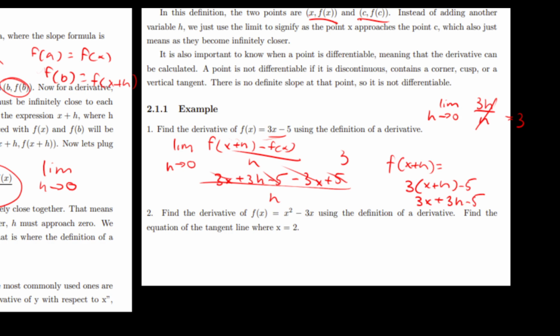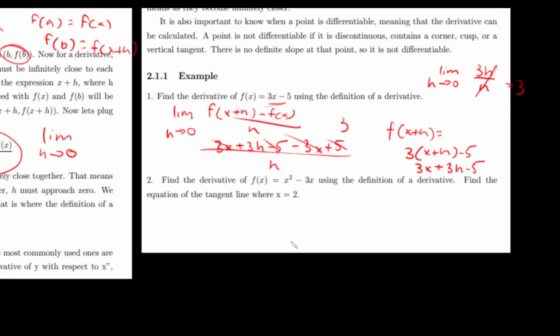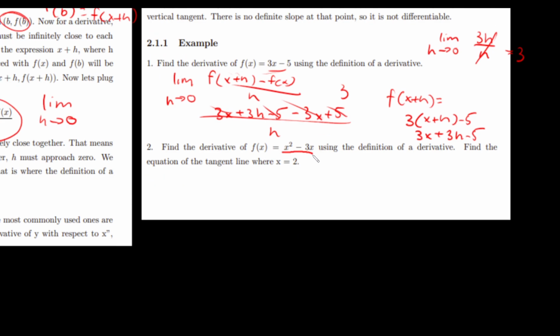Okay, second question. So now we're going to take the derivative of this function using the definition of a derivative, and then find the equation of the tangent line. Tangent line is basically a line that only touches the function at one point, and it's important to note that the tangent line has the slope of the derivative at that point.